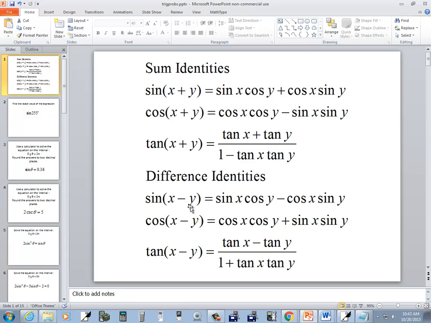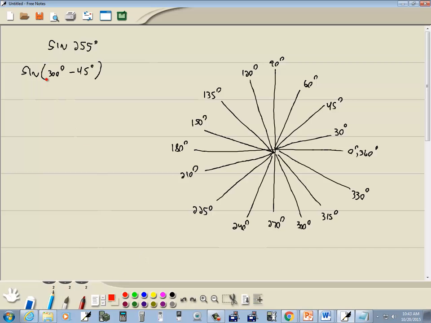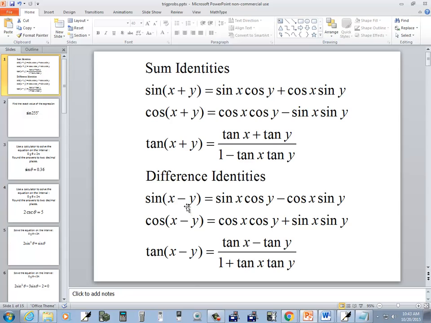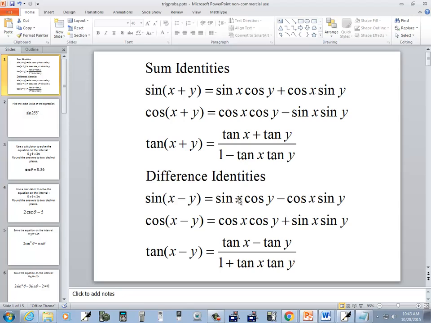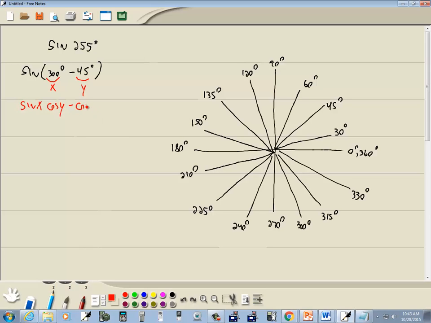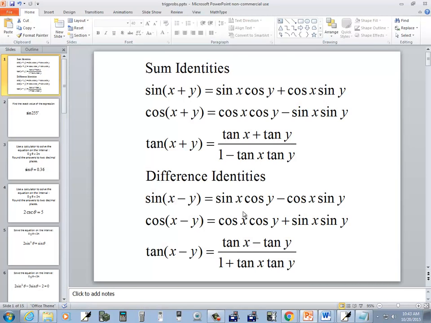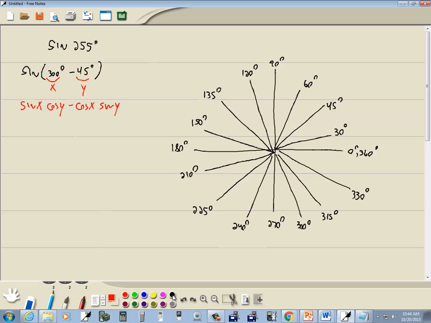So sine of x minus y, which means I need to identify x and y. This will be x and this will be y. Our formula for the difference for sine, we got sine x cosine y minus cosine x sine y. Okay. Well, we have identified what x and y are, so let's plug those in.